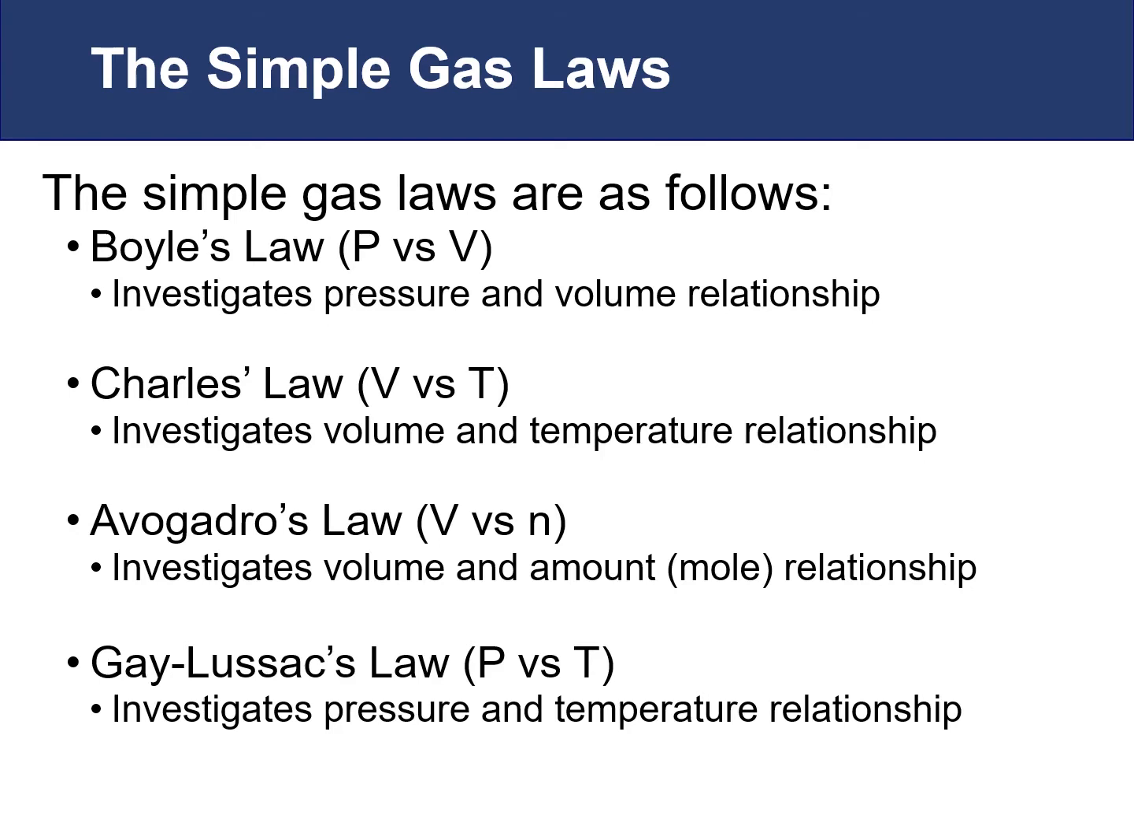So Boyle's law is looking at the relationship between pressure and volume, while keeping the amount of gas in the form of number of moles constant and the temperature constant. Charles' law looks at volume versus temperature, keeping pressure and amount of substance in the form of moles constant. Avogadro's law looks at the relationship between volume and the amount of substance that you're working with, where the amount of substance is measured in moles. And Gay-Lussac's law, which is looking at the relationship between pressure and temperature, again keeping your other two variables, volume and number of moles, constant.